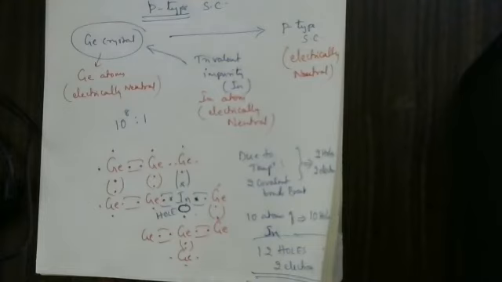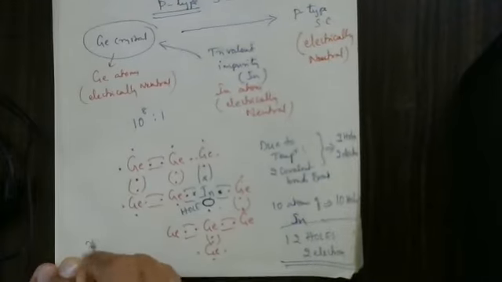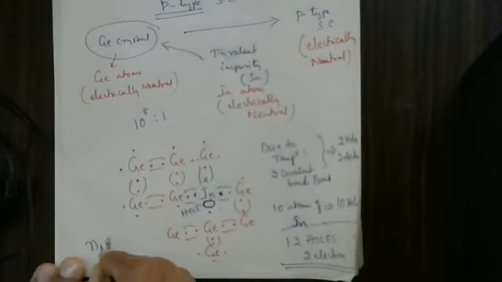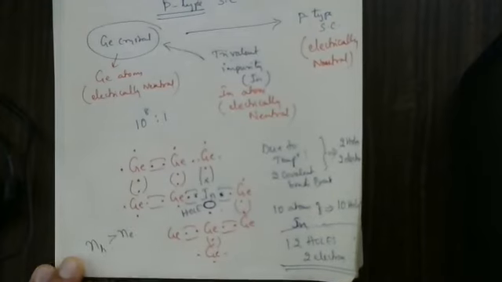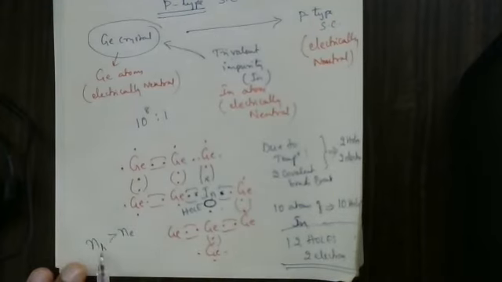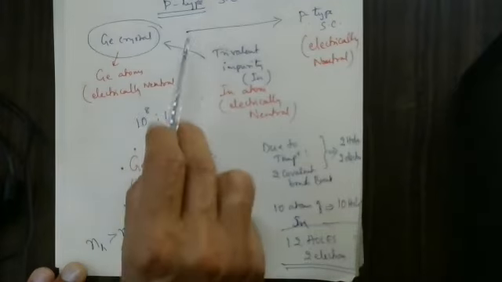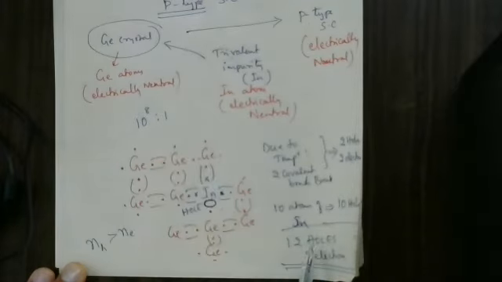Okay, therefore, in this case, the number of holes is more than the number of electrons. Hole current is greater than the electron current because in a p-type semiconductor the number of holes is more and the number of electrons is less. Majority charge carriers are holes, minority charge carriers are electrons.